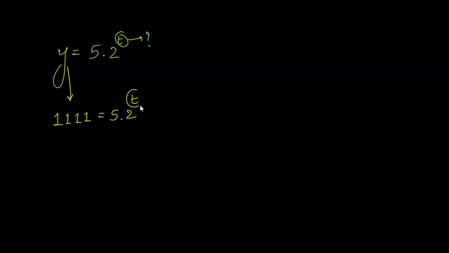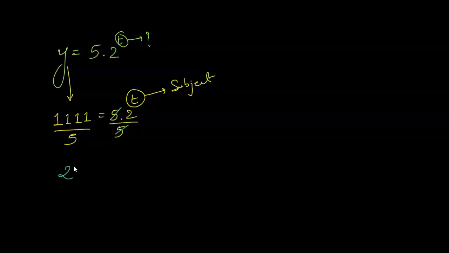So we will try to make t the subject. How can I do that? First of all, we'll remove 5 from here, dividing by 5. So I have 2 raised to power t equals 1111 upon 5. Now, for what value of t would I get my answer 1111 upon 5? So, how do we solve for t?